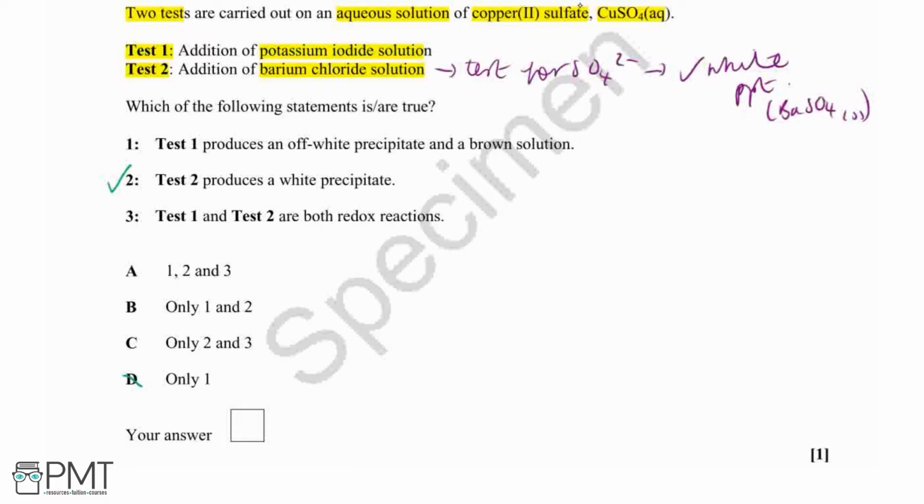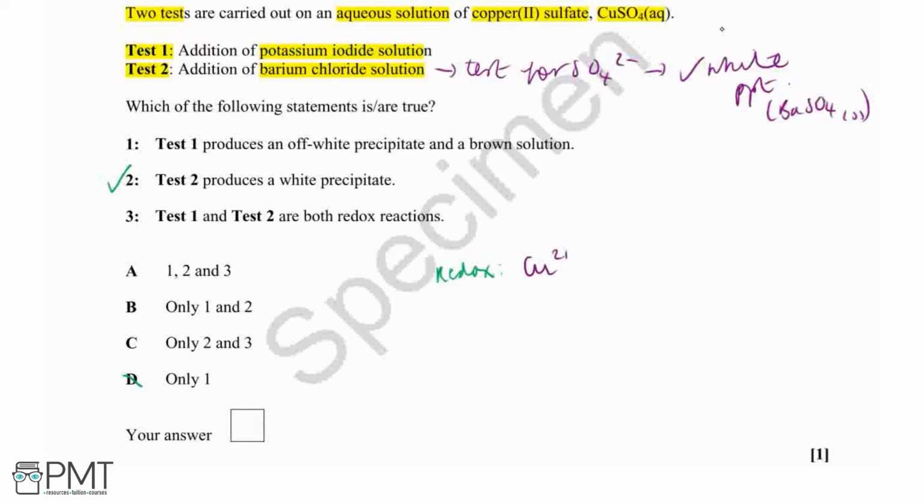Now let's have a think about what observations we will see for test 1. Test 1 is the addition of potassium iodide solution. What we will get is the reaction of the iodide ions with the copper 2+ ions from these solutions. This is another recall reaction, and this is going to be a redox reaction. The reaction will be as follows. This is the ionic equation.